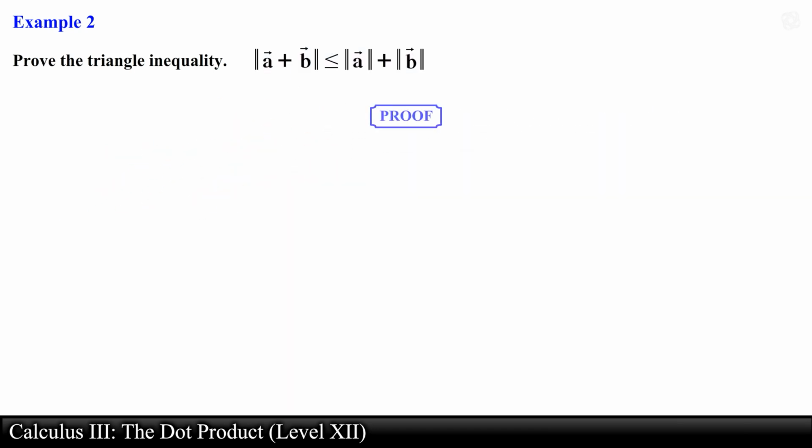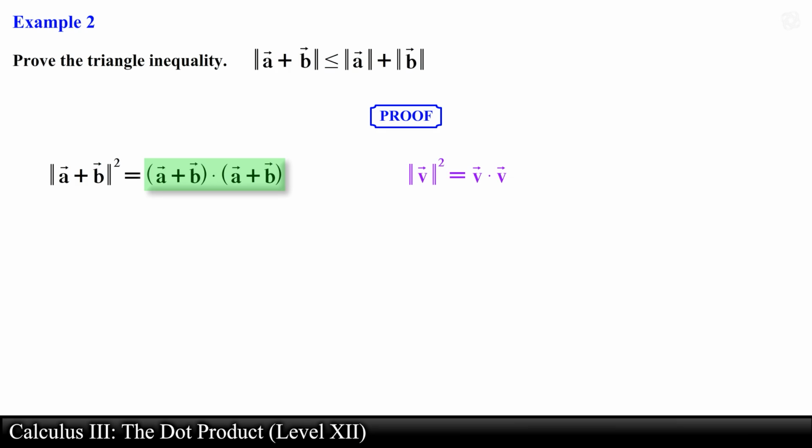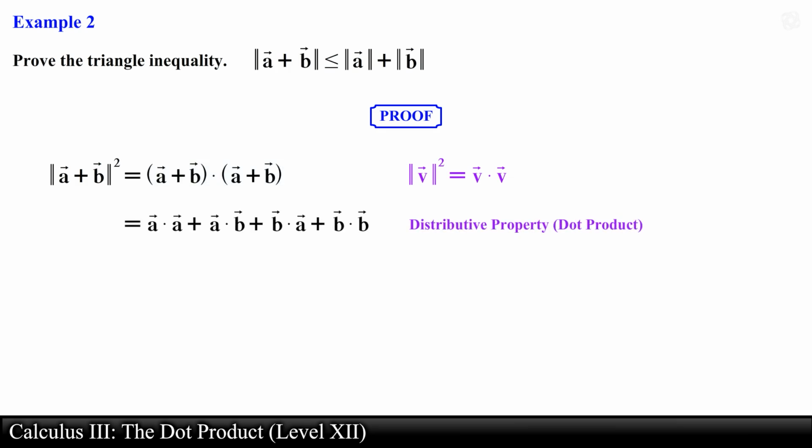Alright, we will prove this inequality by starting with the square of the left side of the inequality. Recall that the magnitude of a vector squared can be expressed as the vector dotted with itself. So we rewrite this expression as follows. Next, let's go ahead and use the distributive property for dot products and rewrite the expression. Then we go ahead and replace vector A dotted with vector A with the magnitude of vector A squared, and do the same for vector B dotted with vector B.